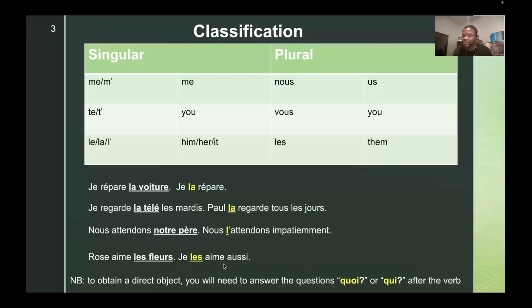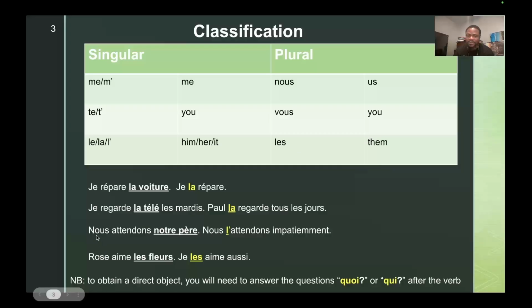Par exemple, for instance, je répare la voiture. I'm repairing the car. Je répare quoi? I'm repairing what? So it just comes immediately after the verb. This really worked. All right. So la voiture is a direct object. So we can replace it by a pronoun if you are to repeat it in the sentence or in the sentences that will come.